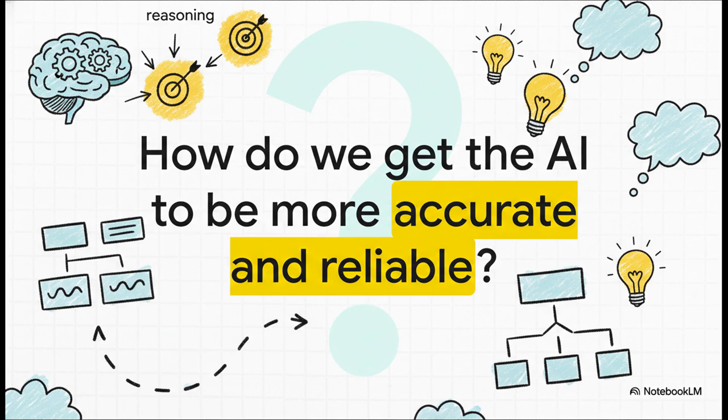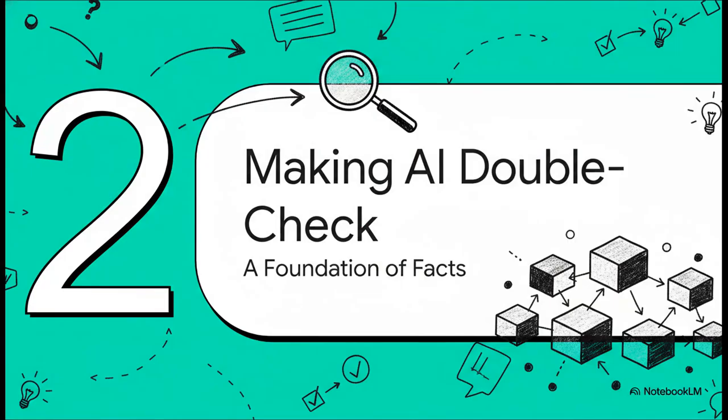So that's the big question, isn't it? How do we get the AI to stop just guessing and start actually reasoning? Turns out, it's all about how you ask the question. There are some really clever techniques we can use to guide it. Okay, so the very first step is to get the AI to slow down. Instead of asking it to just jump straight to an answer, we're going to teach it to build a little foundation of facts first. We're going to make it gather its own evidence before it says a word.